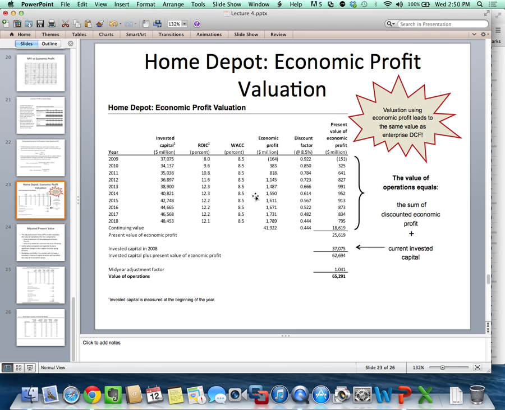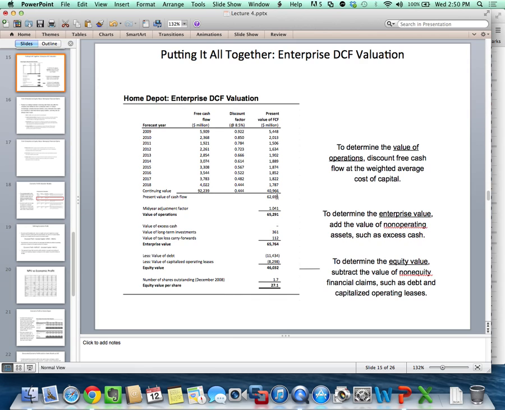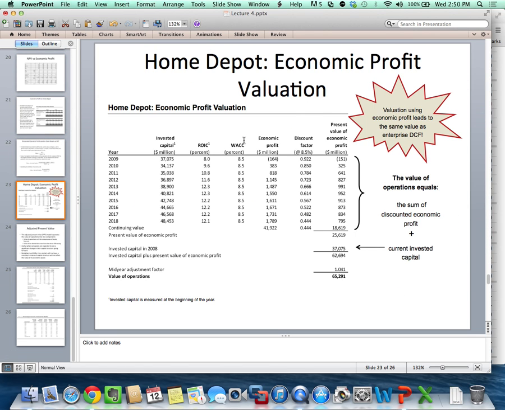So, how do we calculate operating value differently with the economic profit valuation? Now, here's the final answer. Notice that the operating value using this separate methodology is 62,694 before the mid-year adjustment factor, which is identical to the 62,694 operating value using the DCF method. As I said, this is your final exam. You have to show me that you can calculate both these methods independently, get the same answer. So, how do you do that?